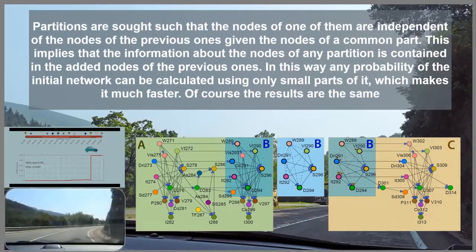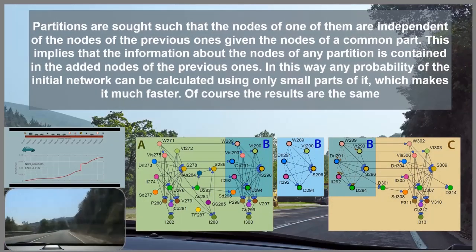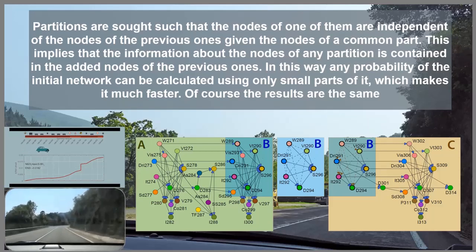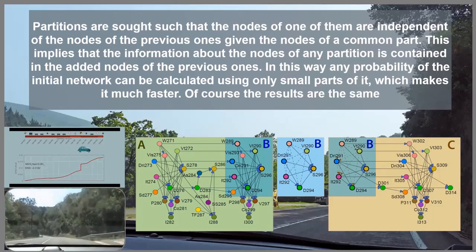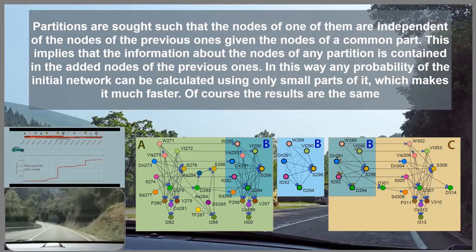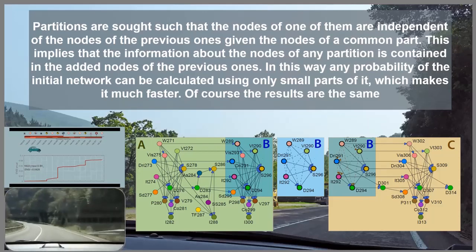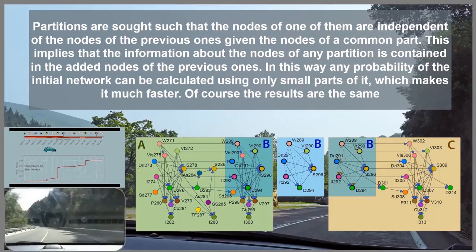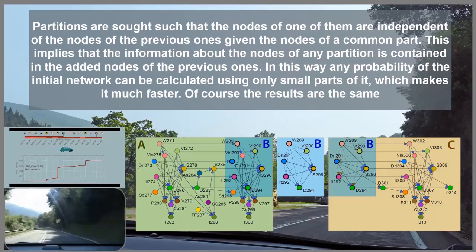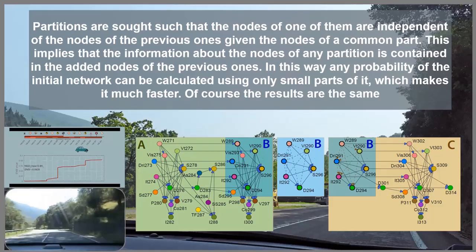Partitions are sought such that the nodes of one of them are independent of the nodes of the previous ones, given the nodes of a common part. This implies that the information about the nodes of any partition is contained in the added nodes of the previous ones. In this way, any probability of the initial network can be calculated using only small parts of it, which makes it much faster. Of course, the results are the same.